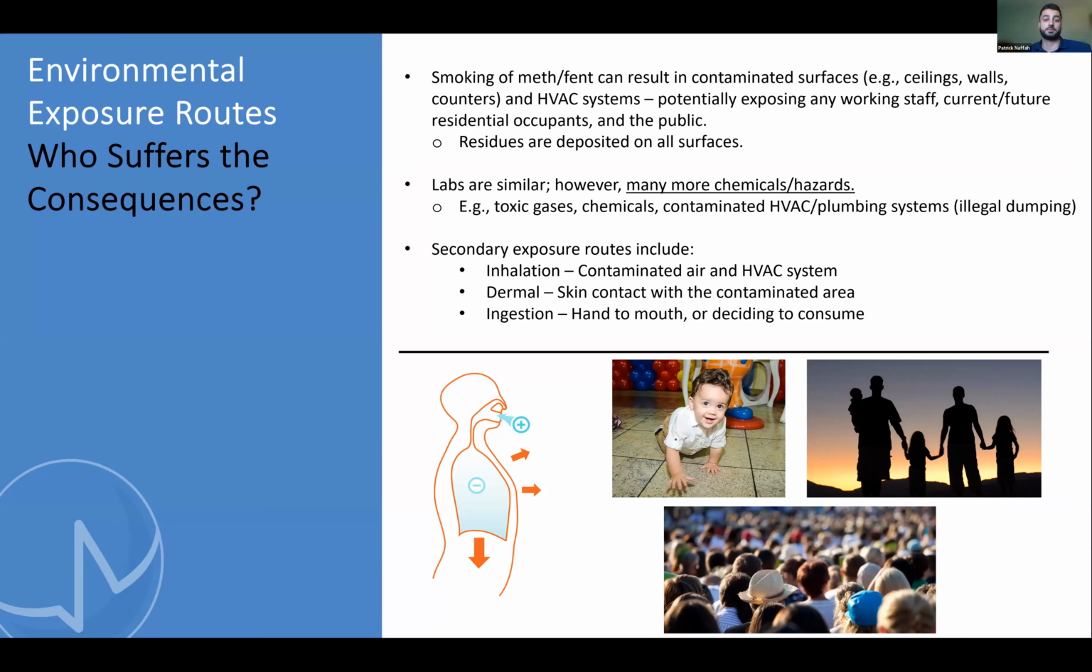The primary exposure routes are inhalation, dermal or skin contact, and ingestion. If we were to walk into an environment and breathe contaminated air, that air is entering our lungs and potentially into the bloodstream and the rest of the body. Dermal skin contact is pretty straightforward. If there's a contaminated surface, somebody touched it.